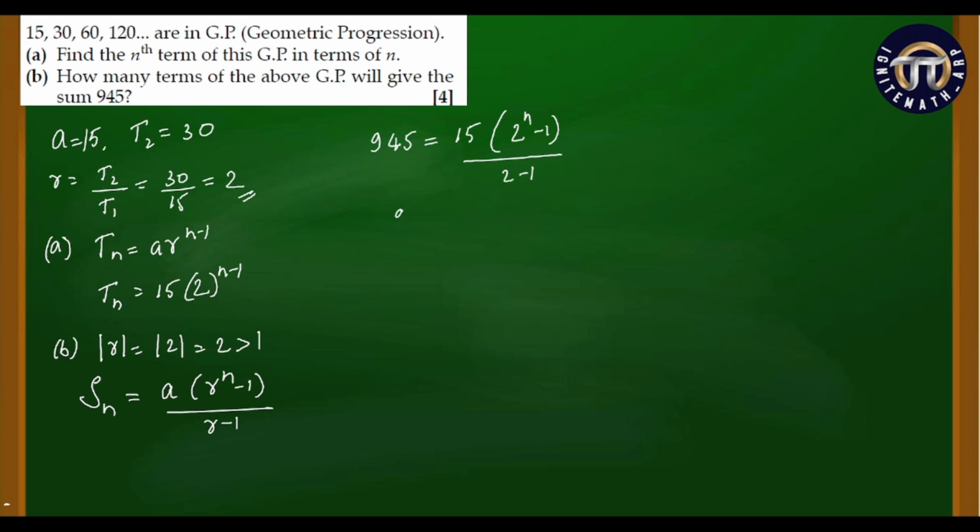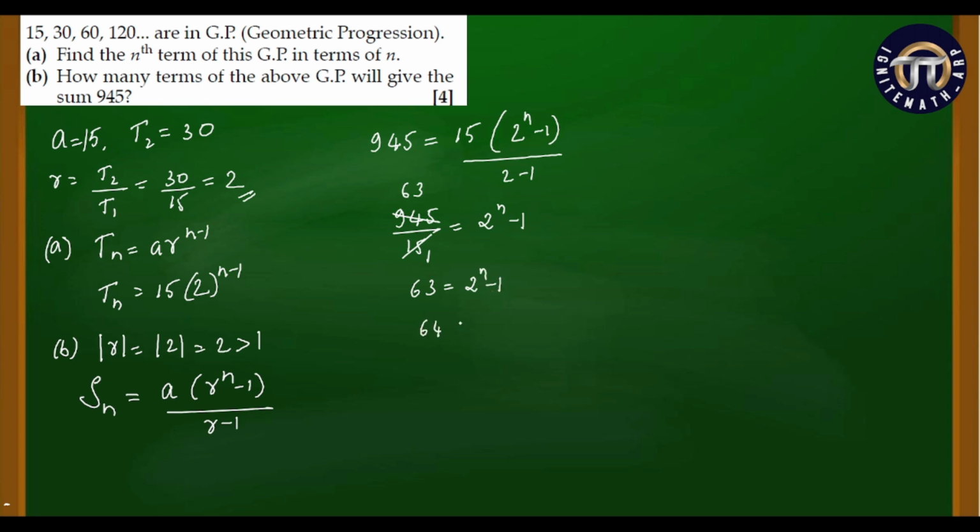Clear, children? So 945 divided by 15 is equal to 2 to the power of n minus 1. So 2 minus 1 will be 1 itself. So 1 is taken to the other side. 945 into 1, it will be 945 only. So this 15 is taken to the other side. So now I will cancel it. 15 1s are 15. 15 6s are 90. 15 3s are 45. So 63 is equal to 2 to the power of n minus 1.